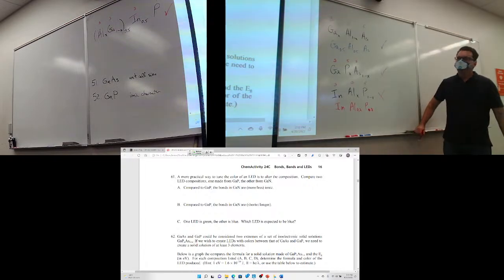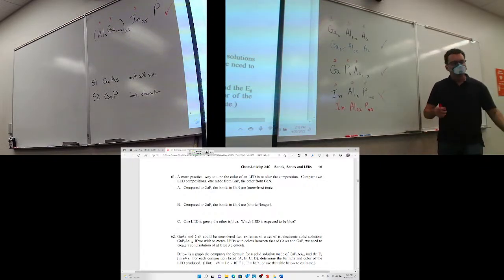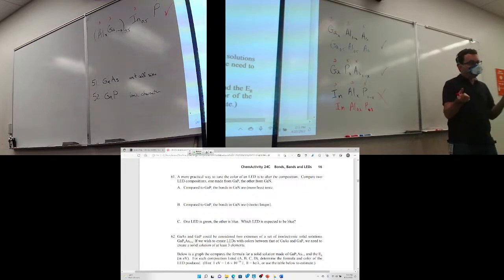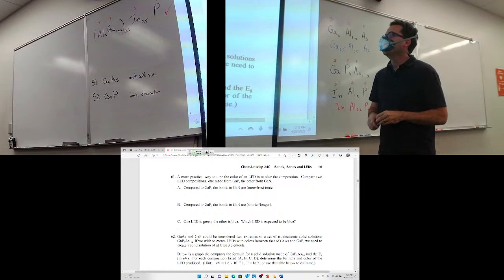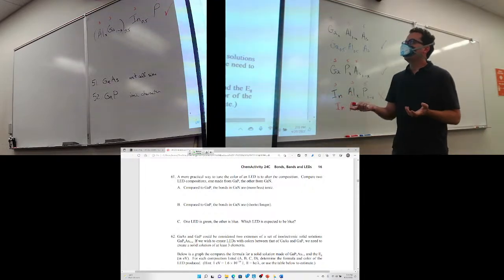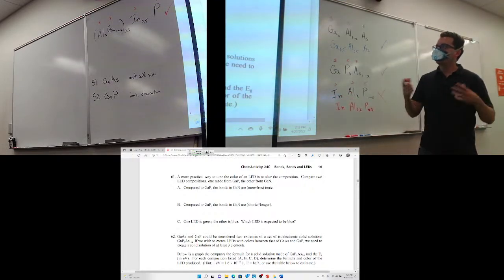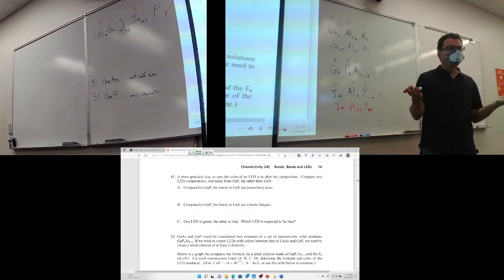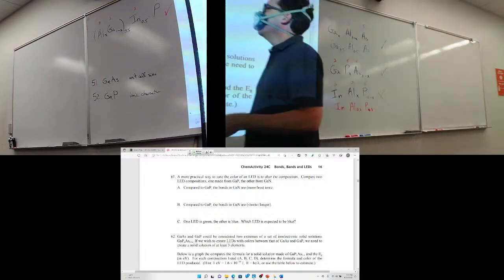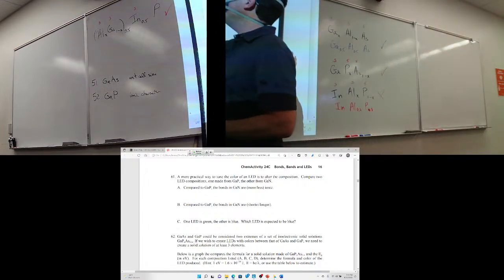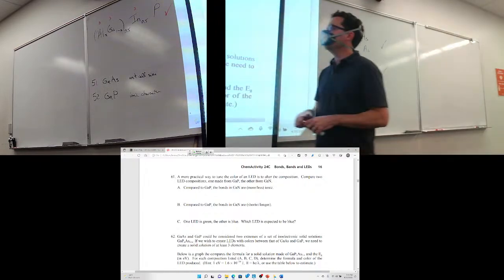Less. Yeah, less. So the bigger the difference in electronegativity, the more ionic it is. So gallium phosphide has a smaller difference in electronegativity. It is less ionic. Gallium phosphide compared to gallium nitride, the gallium phosphide bonds are longer because of size. Phosphorus is bigger. And if one of these LEDs is green, the other is blue, which one is the blue one?